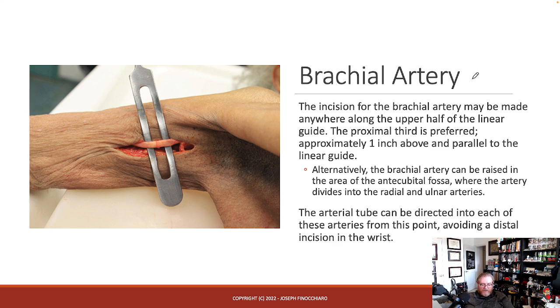That's just me. The arterial tube can be directed into each of these arteries from this point, avoiding a distal incision in the wrist. So if you wanted to kind of do the arm and you anticipated issues with the hand, you could raise it over near the elbow, inject the radial and ulnar from there, then turn it around and inject directly into the body from the upper portion brachial, and you would kind of get the best of all worlds.